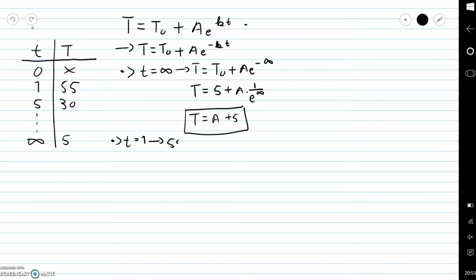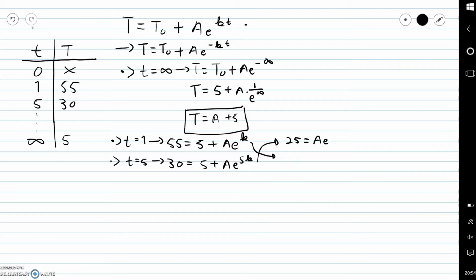Next, we put the rest of the information that we are given into the problem. When the time is 1 minute, the temperature will be 55 degrees. Then when the time is 5 minutes, the temperature will be 30 degrees. We put all that information into the general equation. After that, we'll do some calculation by dividing the lower temperature by the higher temperature. This calculation will give a value of e to the power of k.